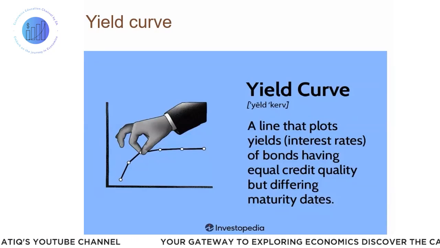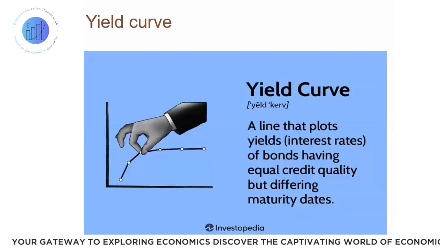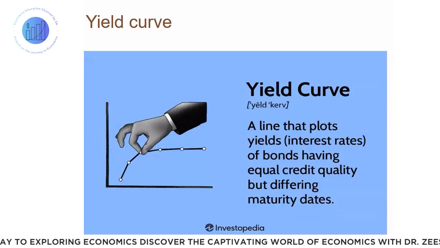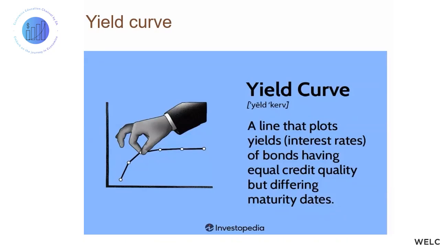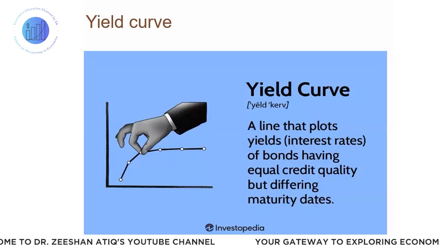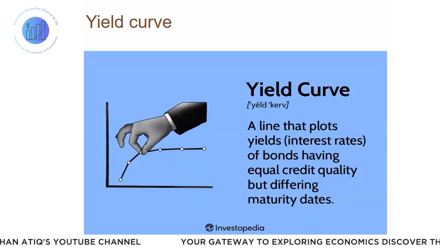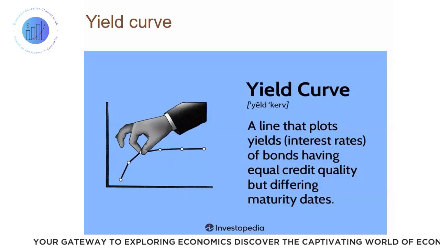Yield curve, what is the yield curve? By yield, if you remember, we mean return. Of course, return is a bigger term than interest. I told you that return includes not only the interest rate but also capital gains or capital losses. But here the interest rate is the yield on your bonds. So the yield curve is a line that plots yields, which are the interest rate returns on bonds, having equal credit quality but differing maturity dates.